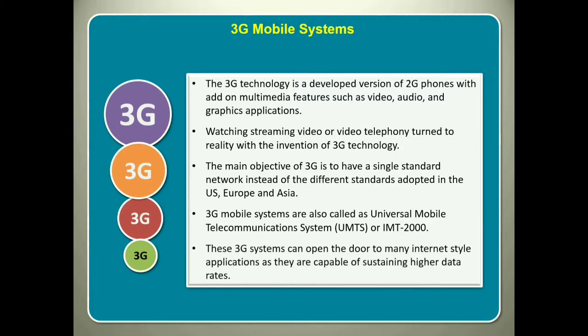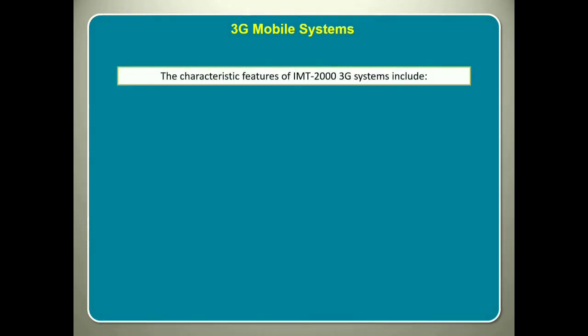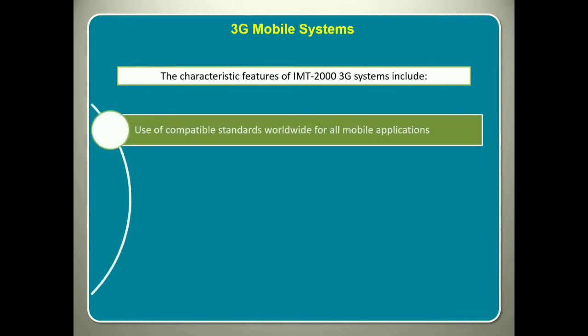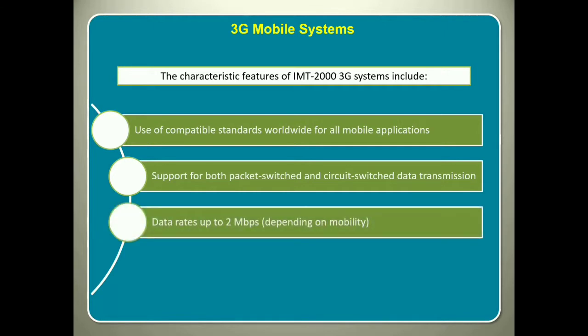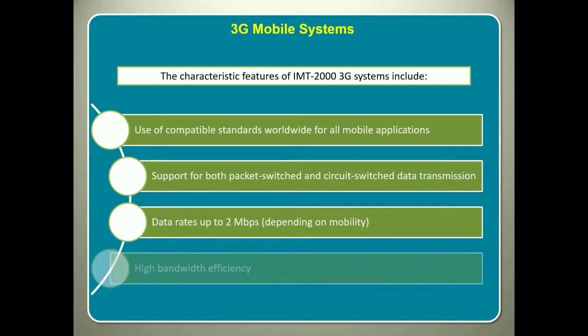These 3G systems can open the door to many internet-style applications, as they are capable of sustaining higher data rates. The characteristic features of IMT 2000 3G systems include use of compatible standards worldwide for all mobile applications, support for both packet-switched and circuit-switched data transmission, data rates up to 2 megabytes per second, depending on mobility, and high bandwidth efficiency.